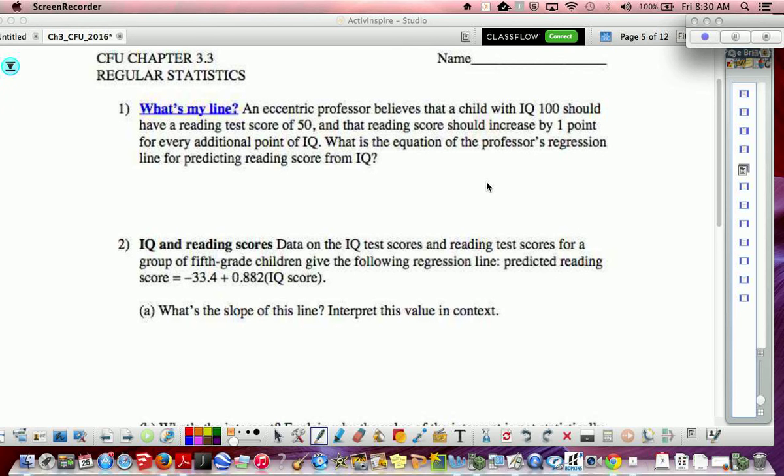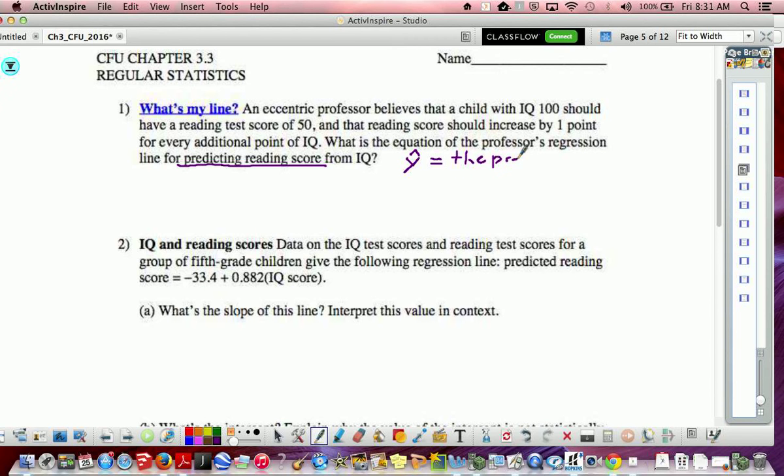So when we want to do this, first thing that I want to do is define what my variables are. So y hat, remember, in this unit we're going to use y hat, and that's going to represent a predicted y value. In this case, our predicted response. We're trying to predict reading scores. So right there, it's simply the predicted reading test score.